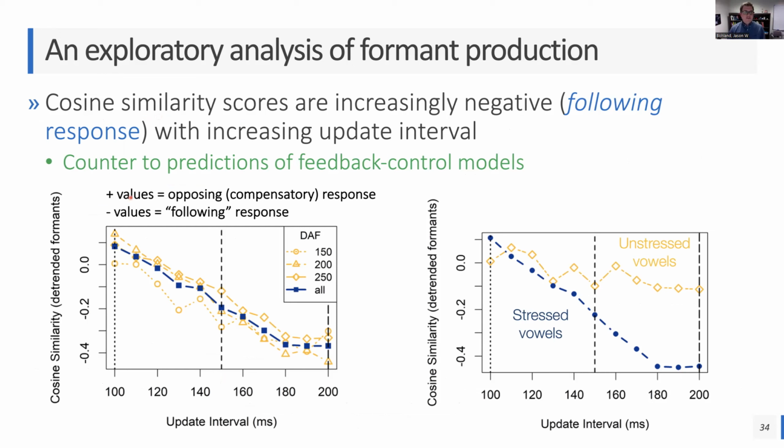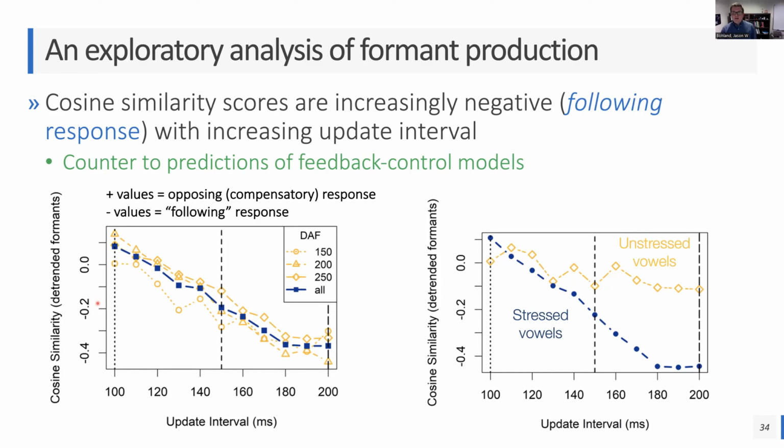So for the cosine similarity score, when we have a negative value, that is like a following response. When we have a positive value, that's like an opposing or compensatory response. And the x-axis here corresponds to time from early in the vowel till 200 milliseconds later in the vowel. And what we see is that over time, very consistently across all of the delays, the subjects are actually steering into the feedback. So they're going towards the feedback they were hearing early in the vowel, even though this should be a relatively steady state vowel.